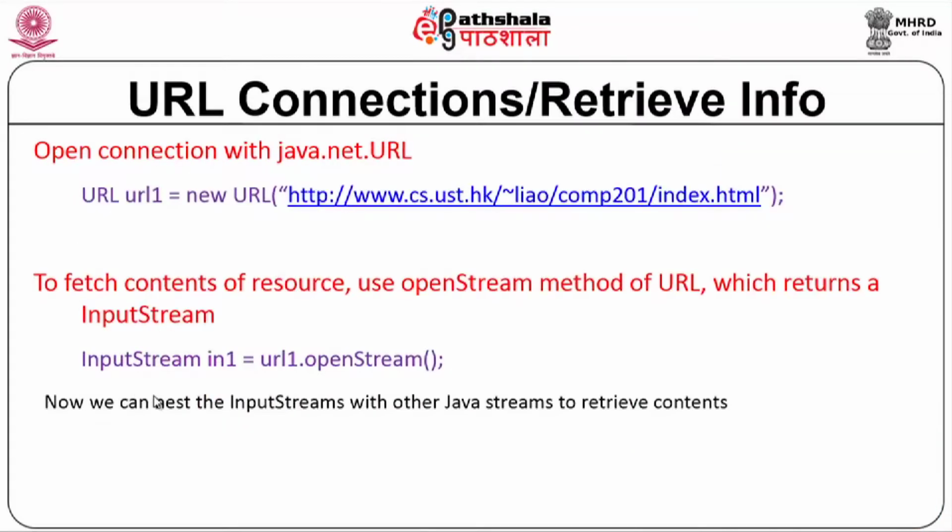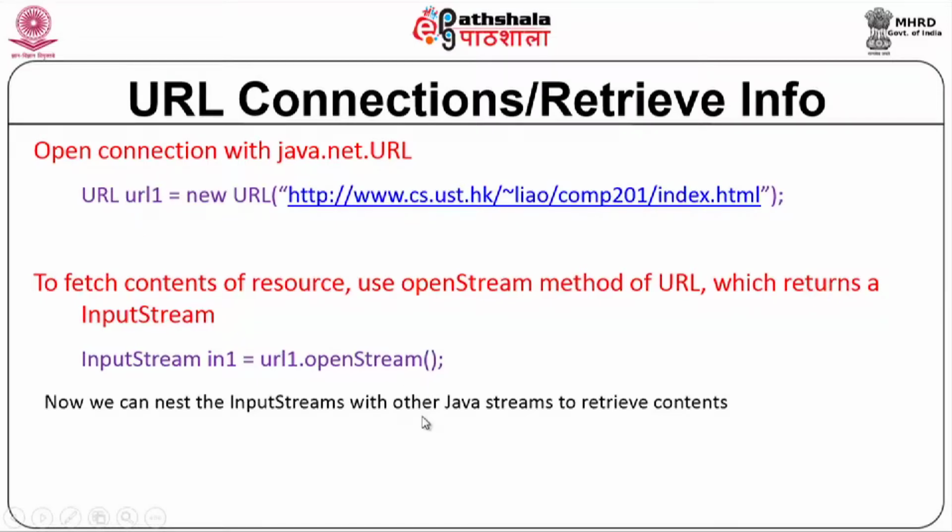Now we can see how we open a connection to a URL. In order to open a connection, first we need to import the package java.net.*. Within this package, as we know, we have a class called URL. The first step is to create a URL object by specifying the resource specification, which should be given as a string.